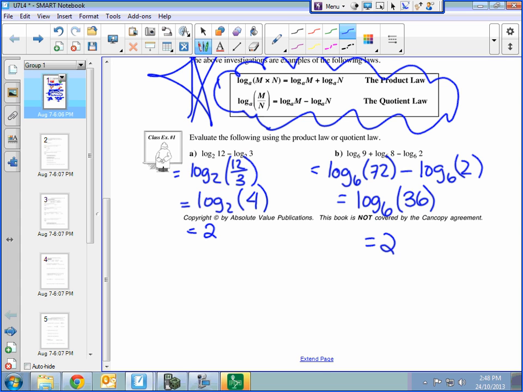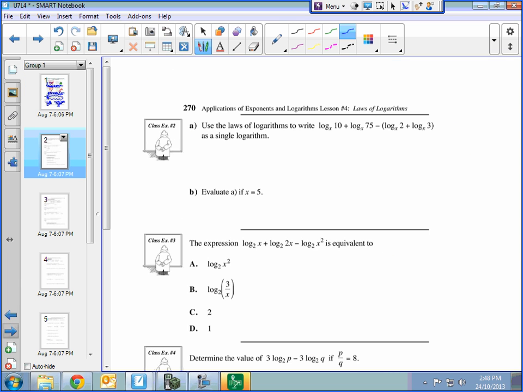This is actually not that long. Okay. Use the laws of logs to write log of 10 base x plus log of 75 base x minus the quantity log of 2 base x plus log of 3 base x. The biggest thing, BEDMAS. Knowing BEDMAS, what should we do first here? Brackets. The brackets.